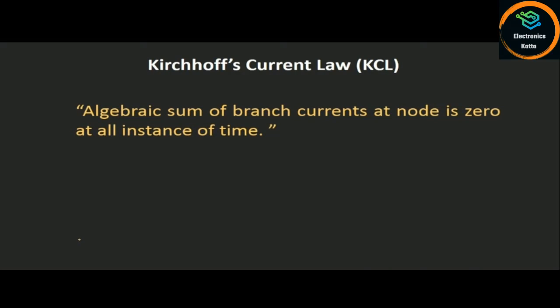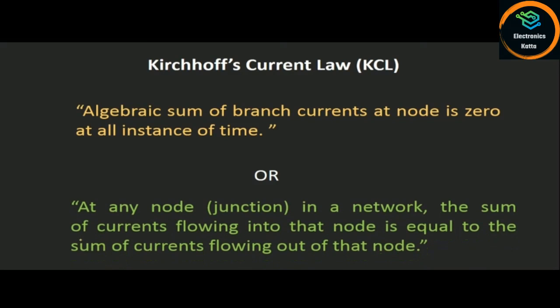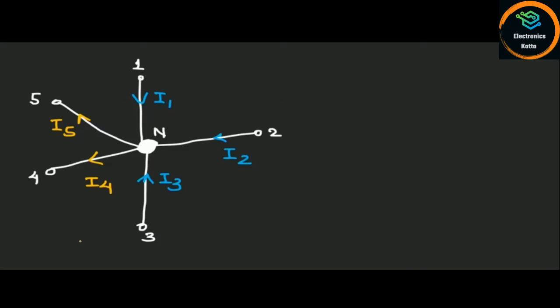at all instants of time. Or in a simple way, we can say that at any node or junction in the network, the sum of the currents flowing into the node is equal to the sum of the currents flowing out of that node. So let's understand it by taking a simple example. Let us say we have a node in the network which contains 5 branches.